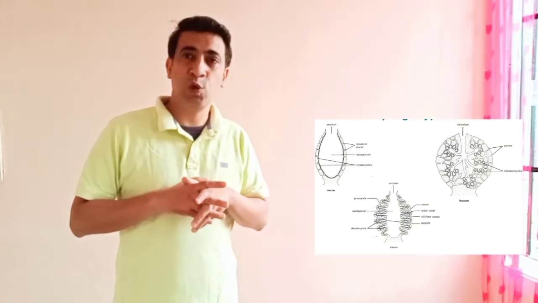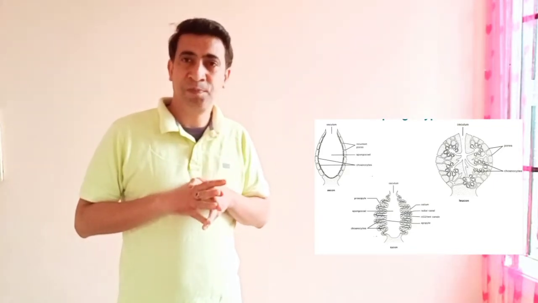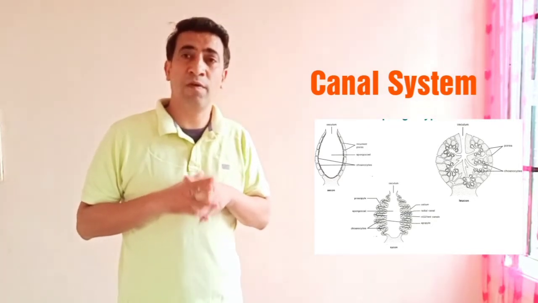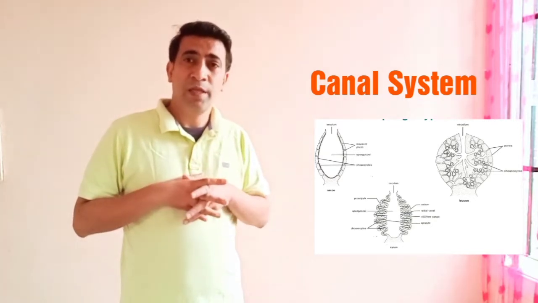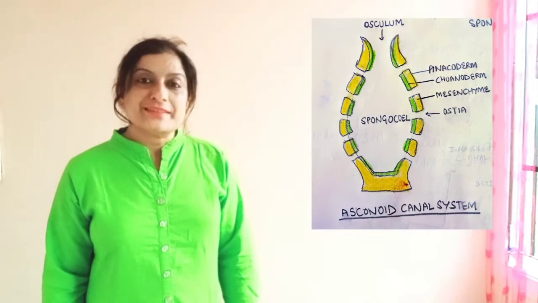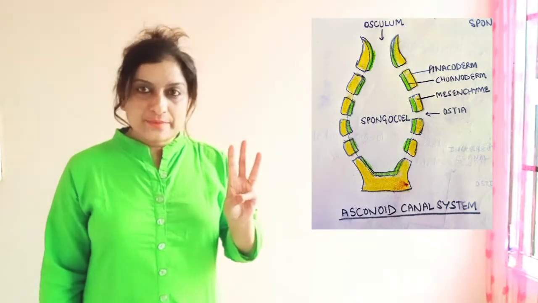Sponges possess a network of interconnected canals through which the water passes throughout the body of the organism. And this is called the canal system, which is a characteristic feature of phylum Porifera. The importance of this canal system is that it helps the animals to respire, to excrete, to have the food and for the reproduction. Depending upon the complexity of the structure, canal system can be of three types.